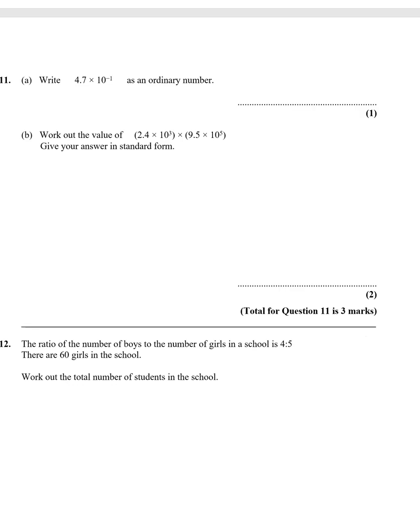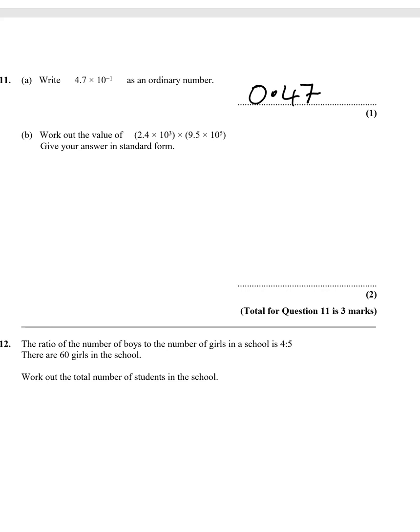Right, question 11. Bit of standard form, but we've got a negative power here. So that actually means it's a small number, but it's only going to be divided by 1/10. So it's actually 0.47. Now, work out the value. Now, you can do this on your calculator. In fact, we will do this on a calculator.